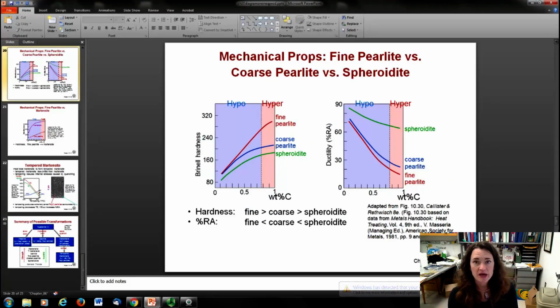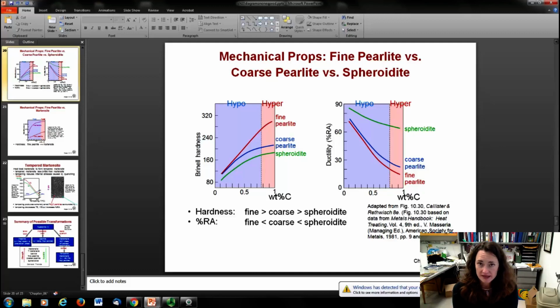Okay, next, what about the different structures? So you have your fine perlite versus your coarse perlite versus your spheroidite. Okay, so the idea here is, remember this, that whenever you have a grain boundary or a region where you have one material meeting up with another material, those can act as barriers to slip. Okay, when you cross a grain boundary, it acts as a barrier to slip. So what this perlite structure is, is alternating layers of your ferrite and your cementite. So when you're crossing over from ferrite to cementite, that's a grain boundary basically, okay? And that acts as a barrier to slip.